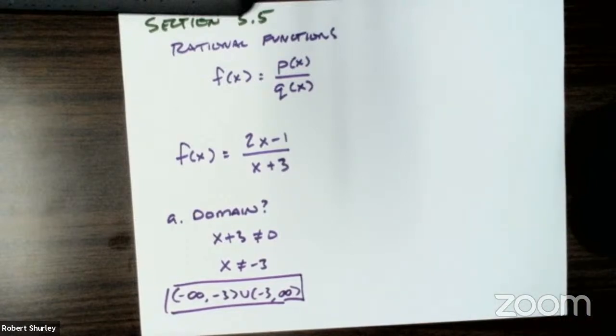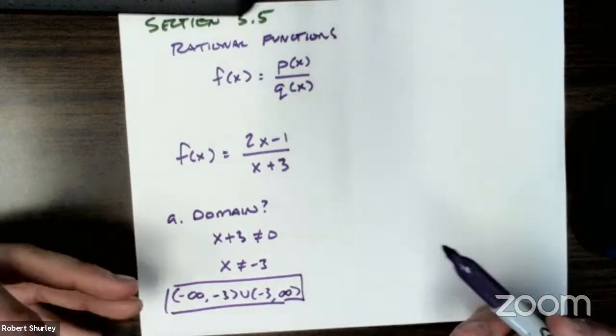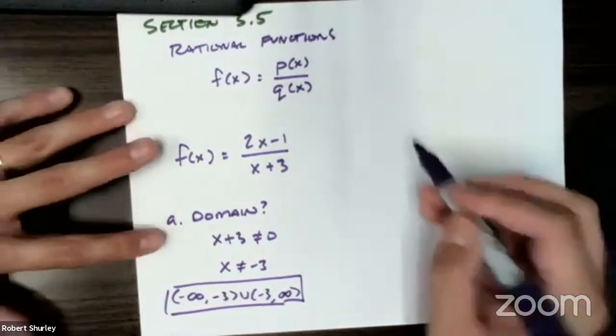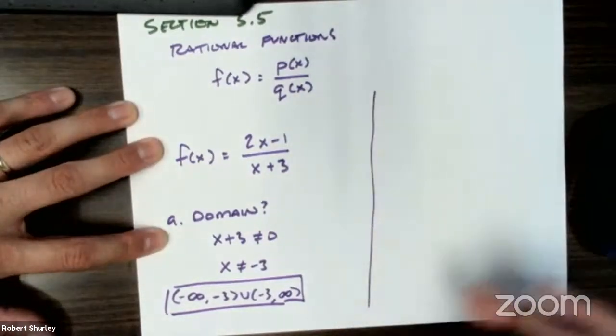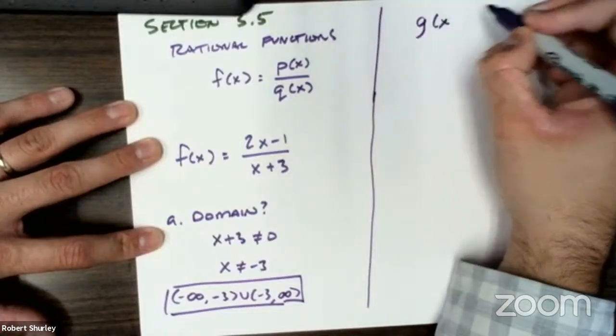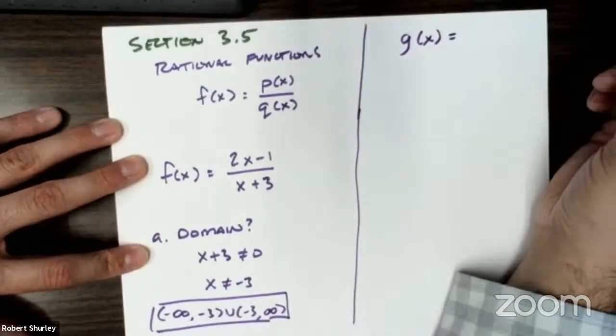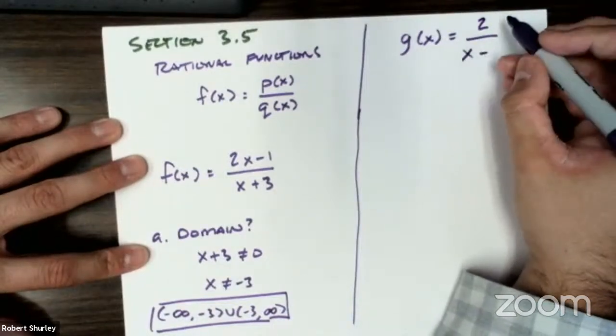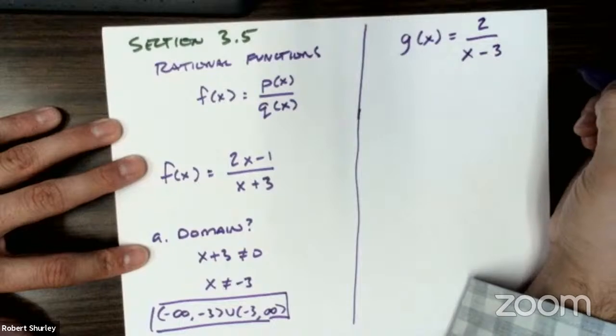Let's look at kind of a more basic one, and then in this section, we're going to talk about what happens at that negative 3. That's the first thing, actually, we're going to talk about. So let's look at another example. Let's look at, let's say, g of x up here. And we'll make it kind of basic. 2 over x minus, let's do x minus 3.